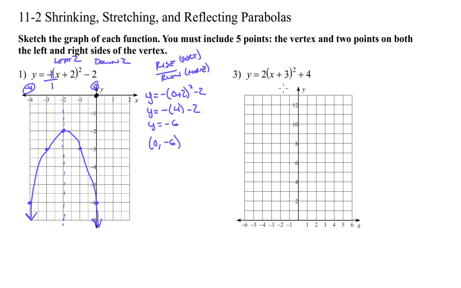Okay. Taking a look at 3 here. This +4 means we're going to shift it up 4. This +3 means we're going to shift it to the left 3, because -3 plus 3 gives us 0, right? So left 3, up 4. There's our vertex, right? Vertex. You don't have to label it on there. It's just kind of nice so that you know what you just found, right?